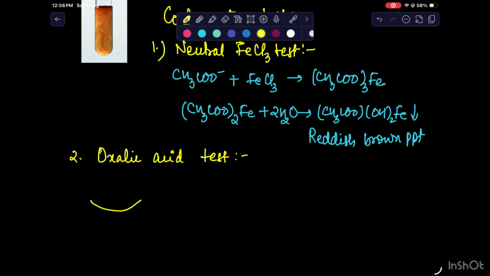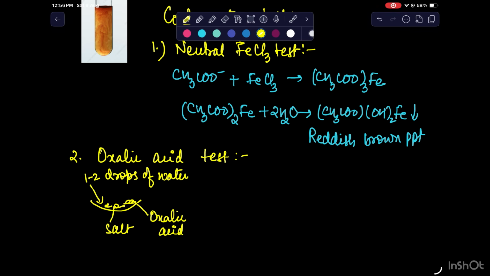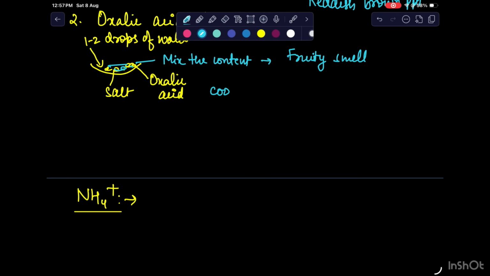So another test is the oxalic acid test. In this we take a watch glass, add salt to it, and then add oxalic acid, and then we add 1-2 drops of water, and with the help of a spatula we mix the content, right? Initially, when we were kids, we used to do it on the palm, and we used to call it the palm test, but these days we don't recommend doing it on the palm. So take a watch glass and perform it. You will find a vinegar like smell. It's not a fruity smell, it is a vinegar like smell.